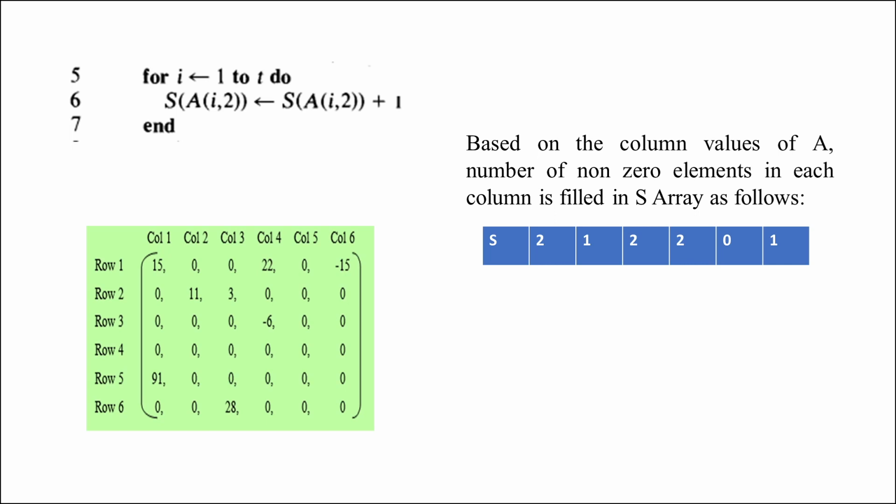As you can see in the example matrix, the first column contains 2 non-zero elements. So the first location of the S array contains 2. The second column of the A matrix contains only 1 element. So the corresponding S array second location has 1. So likewise, we fill in the number of non-zero elements present in each column of the A matrix into the S array.